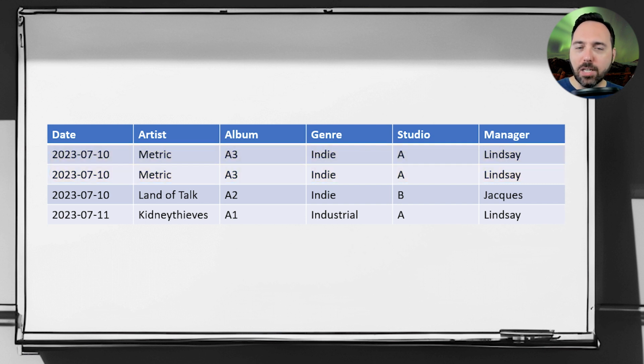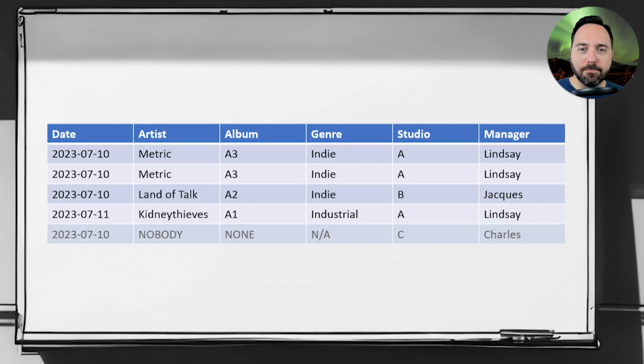Also, why isn't anybody booking Studio C? Wait, you didn't know about Studio C? Sometimes we see special approaches to solving this problem, like inserting obviously fake data just so we can see the existence of our third studio. If you have to insert fake data into a table to have necessary data elements show up, you should take that design back to the drawing board.